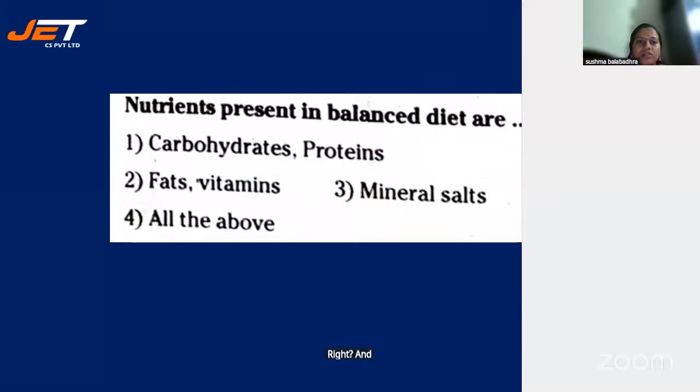And here is the question, Nana. Nutrients present in a balanced diet are: which nutrients are there in a balanced diet? Option 1, carbohydrates, proteins. Option 2, fats, vitamins. Option 3, mineral salts. And option 4, all the above. What is the correct option? I expect everyone knows this answer. I expect everyone to answer this.